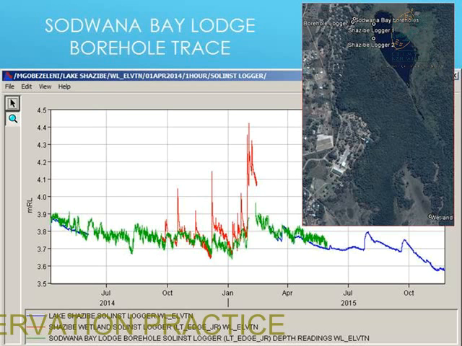And to verify this, we put loggers in here. This is Lake Shazibi. We had a logger in the wetland here, and red is the trace from that. Ricky put loggers in this lake here. We lost one to vandalism, and we put another one in. That is the blue line here. And the green line is a borehole in Sodwana Bay wellfield. They have 5 boreholes there. They pump to supply the lodge.